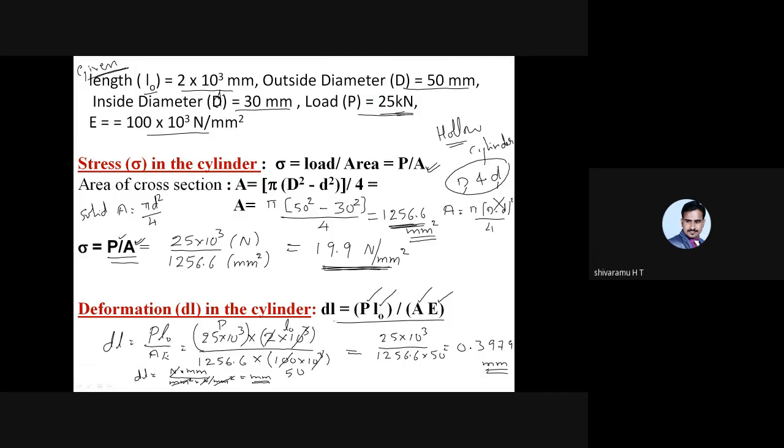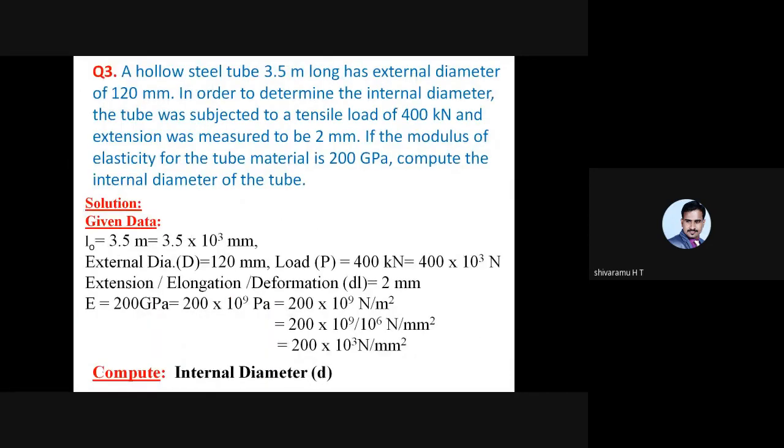We have the equation for the deformation or extension or elongation: dl is equal to P L naught divided by AE. If you substitute load, length of the cylinder, area of the cross section, and Young's modulus, we'll get the deformation or elongation as 0.3979 millimeter. And now we are taking one more problem.